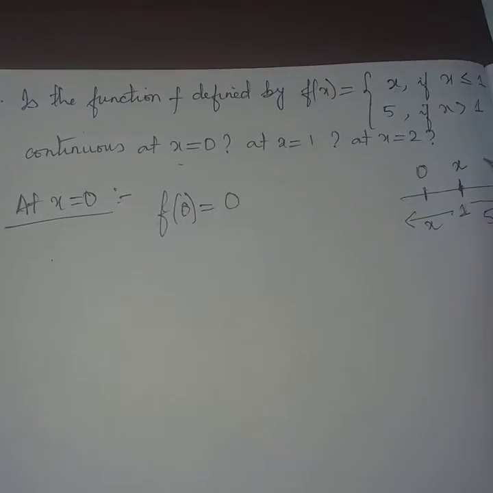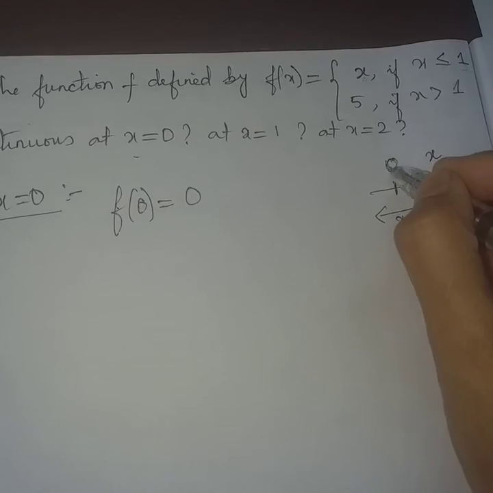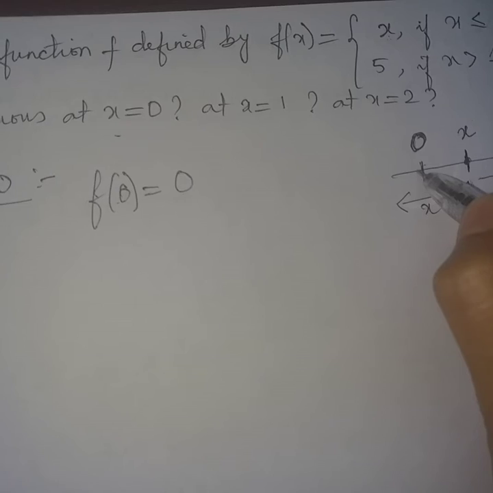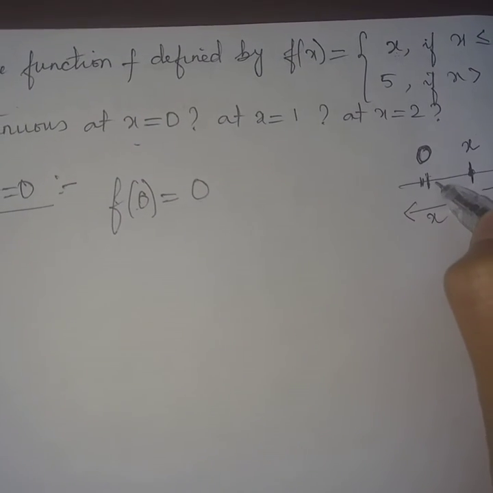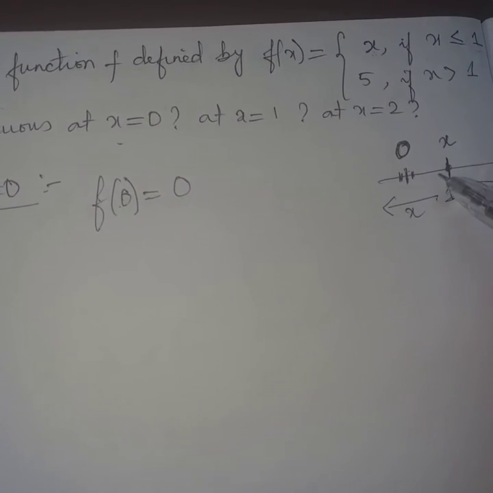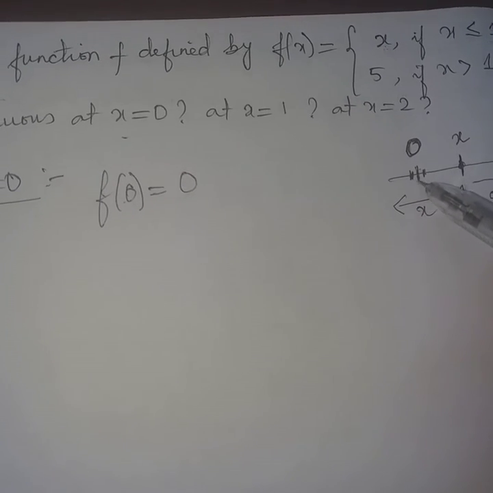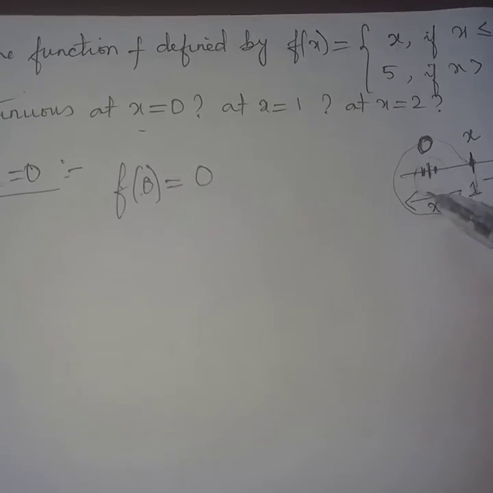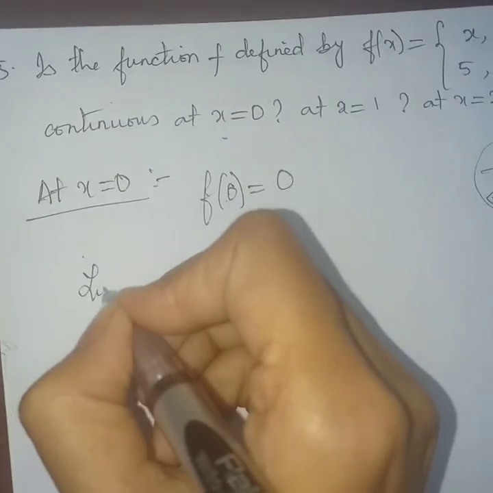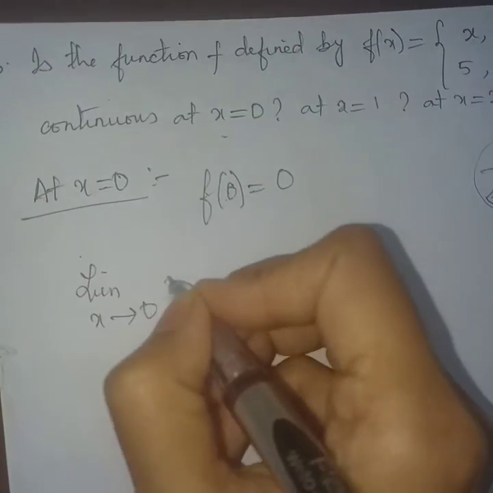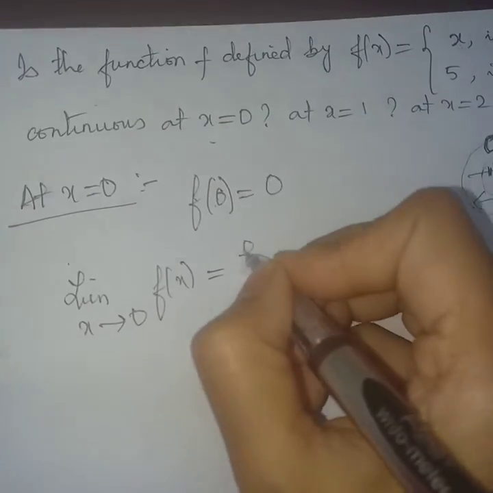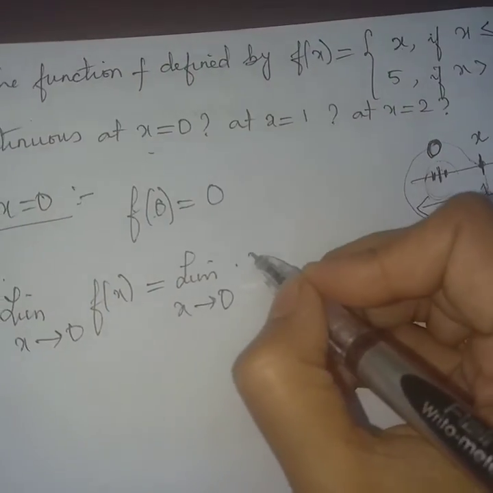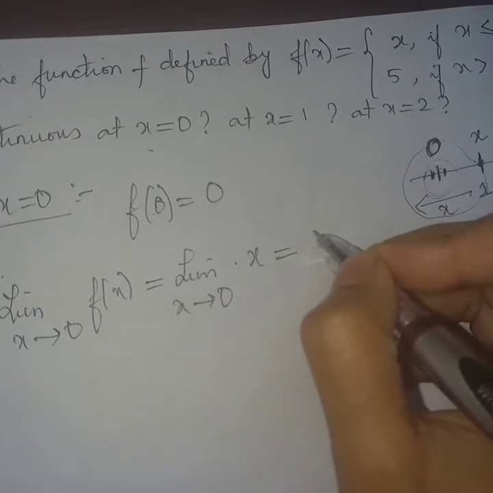And for a point, what we said, if we want to check at 0, we have to check f of 0, a point slightly less than 0 and a point slightly greater than 0. For a point slightly less than 0 and slightly greater than 0, the function is again x only. So if we write it as a whole, limit of x tends to 0 of f(x) will be limit of x tends to 0 of x. So if you put x equal to 0, it is 0.